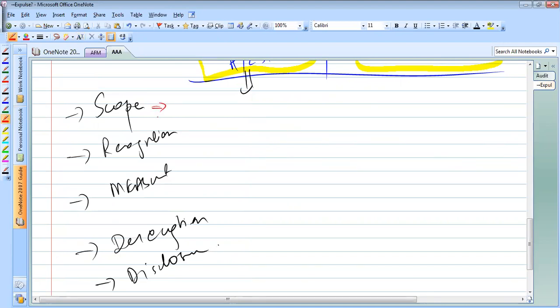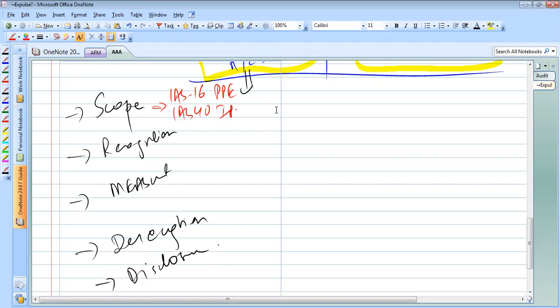Let's see. The first thing is the scope. Every accounting standard has a scope. What do you mean by an accounting standard having a scope? This would actually mean the applicability of the accounting standard. Now, IS 16 property, plant and equipment is applicable on property, plant, equipment. IS 40 is applicable on investment property. Now, there is a very thin line between investment property and property, plant, equipment.